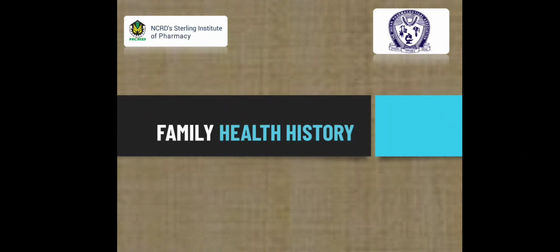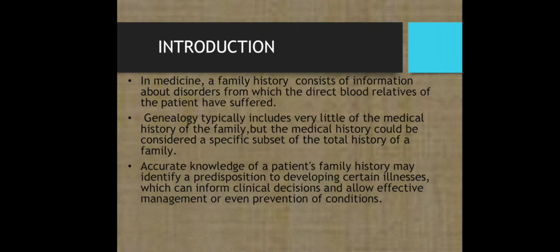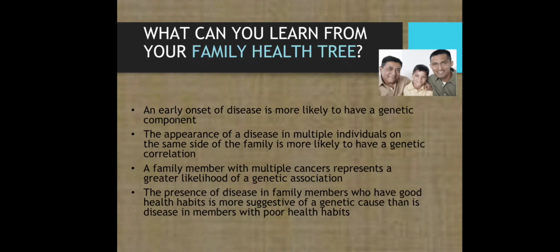So, what do you mean by family health history tree? Basically, a family history tree consists of information about disorders from which the direct blood relatives of the patient have suffered. It gives us accurate knowledge of a patient's family history of illness, which can inform clinical decisions or prevention of the conditions. So, what can you learn from your family health tree?